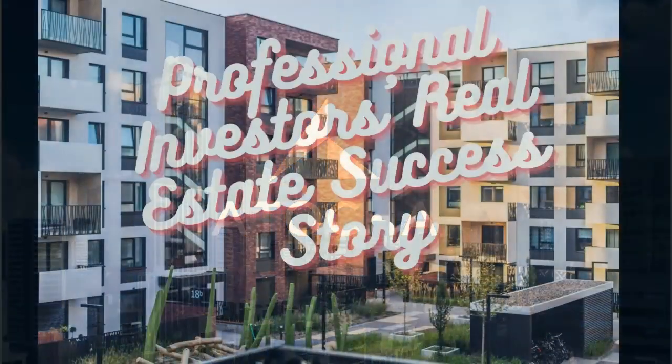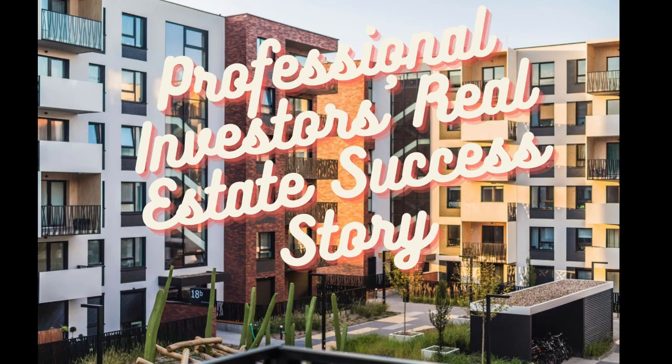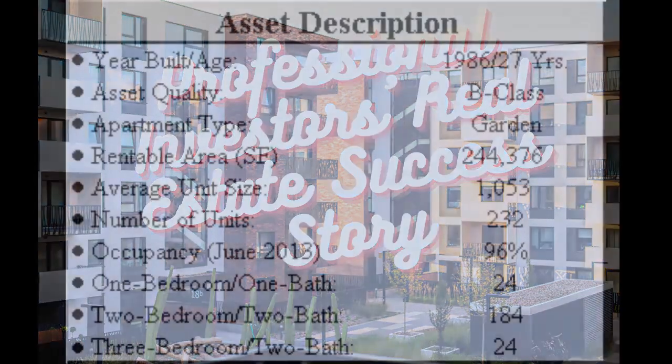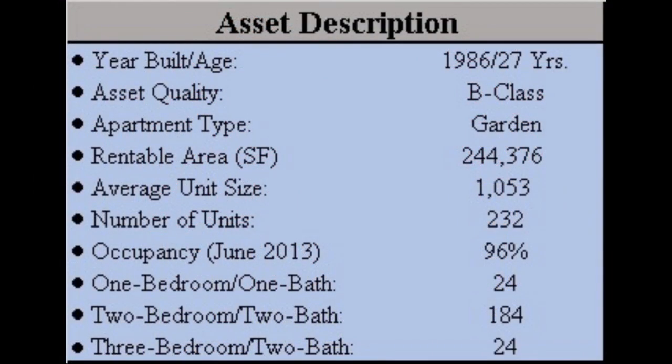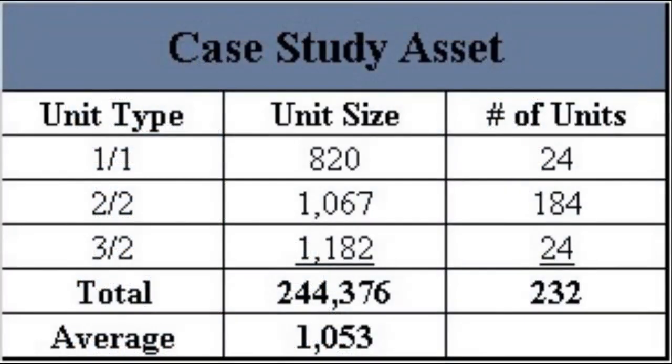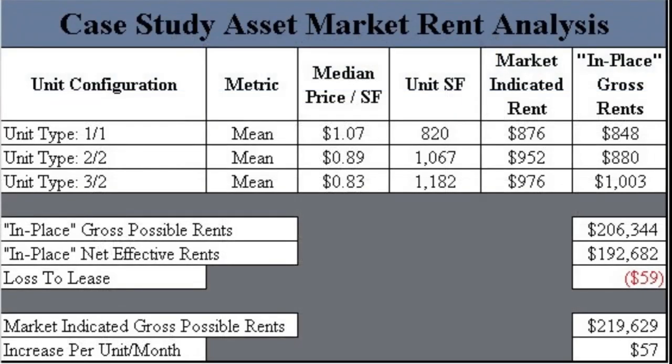Okay, so we covered the generalities of the market and the salient facts on the property in the last video. So let's review them and pick up where we left off. First off, the asset was a 232-unit B-class suburban infill apartment community comprised of 24 one-bedroom, one-bathroom, 184 two-bedroom, two-bathroom, and 24 three-bedroom, two-bathroom apartments in 29 two-story garden-style buildings. It had market-preferred large units, etc.